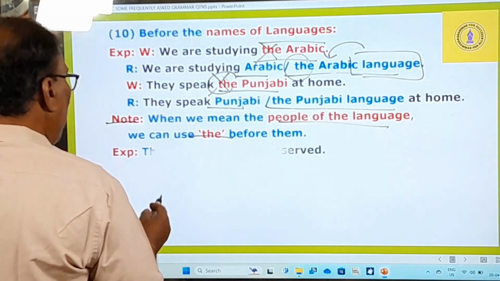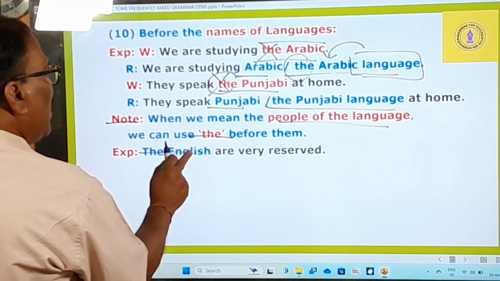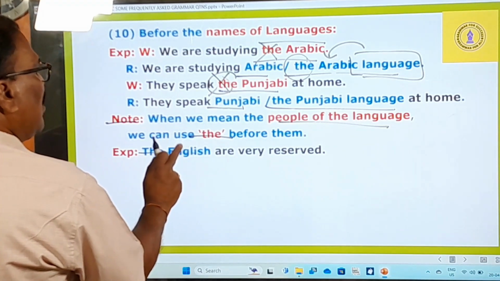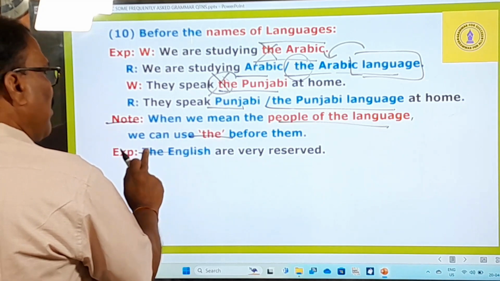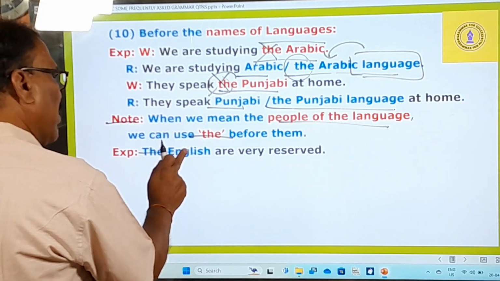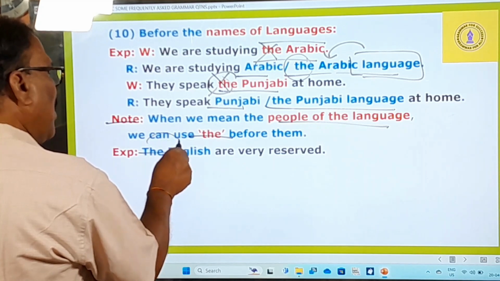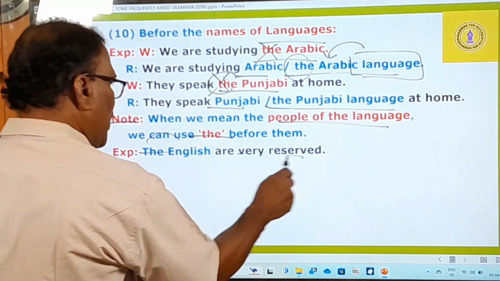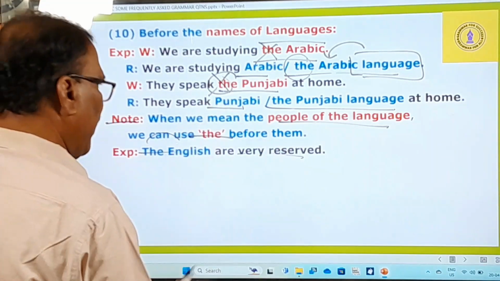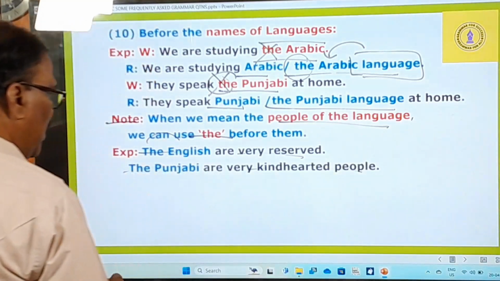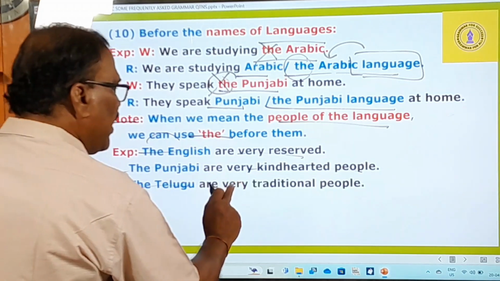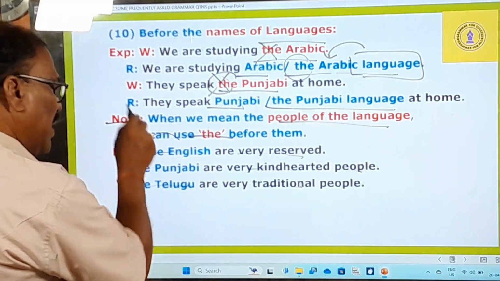Okay, the English here is not the language. It is the people speaking that language. The English, the people of England, the people speaking English. So, "The English are very reserved." That means the English people are very reserved. "The Punjabi are very kind-hearted." "The Telugu are very traditional people." The Telugu means the Telugu-speaking people.